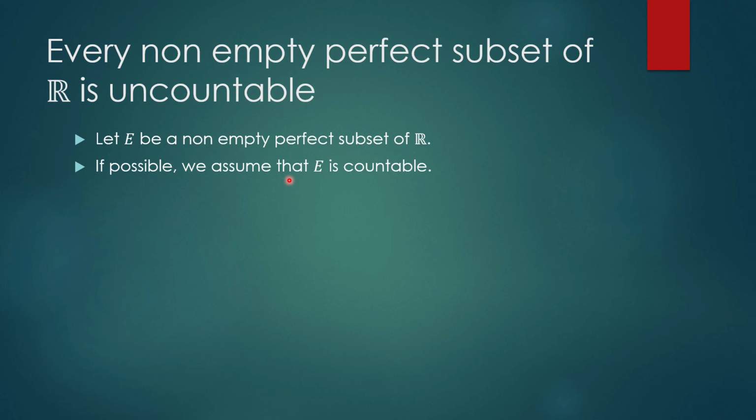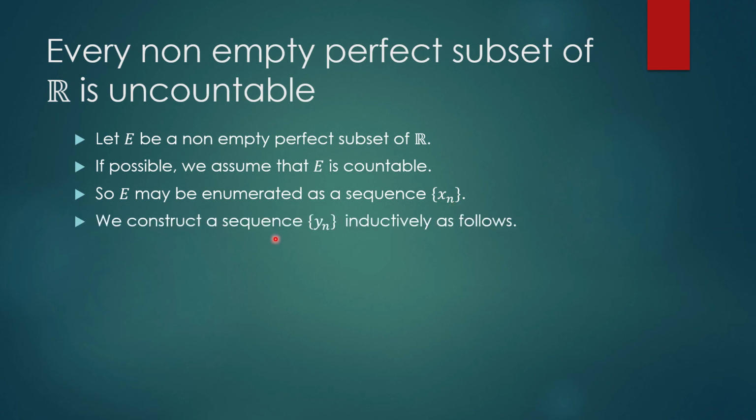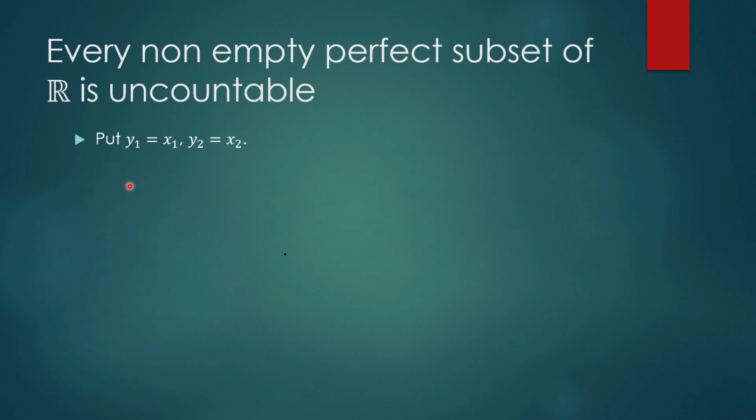Since E is countable, E may be enumerated as a sequence. The elements of E can be enumerated as a sequence x1, x2, x3 like that. From the set E, we are going to construct another new sequence Yn inductively as follows. The first element y1 is equal to x1, and the second element y2 is equal to x2, and then let us find the third element in the following way.